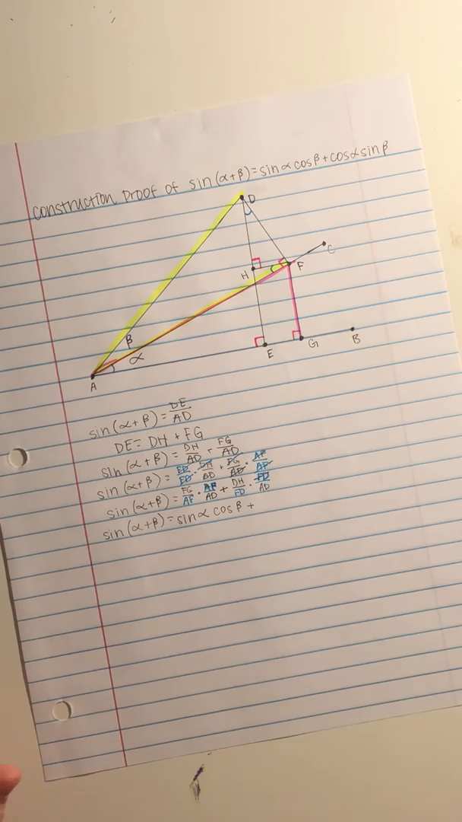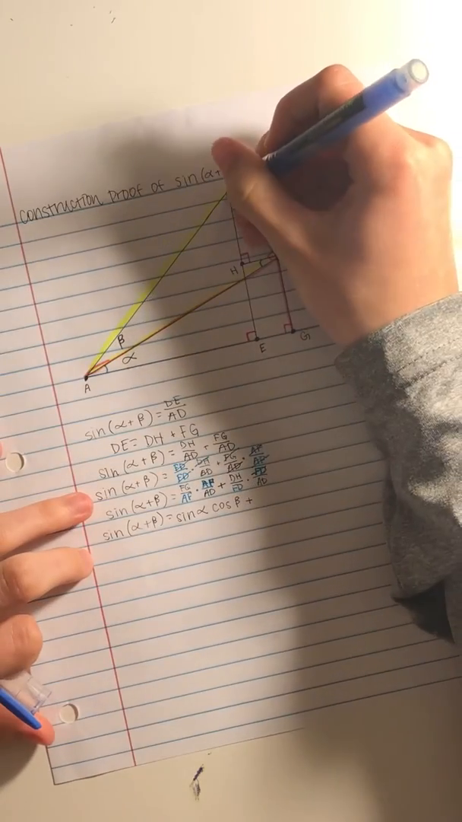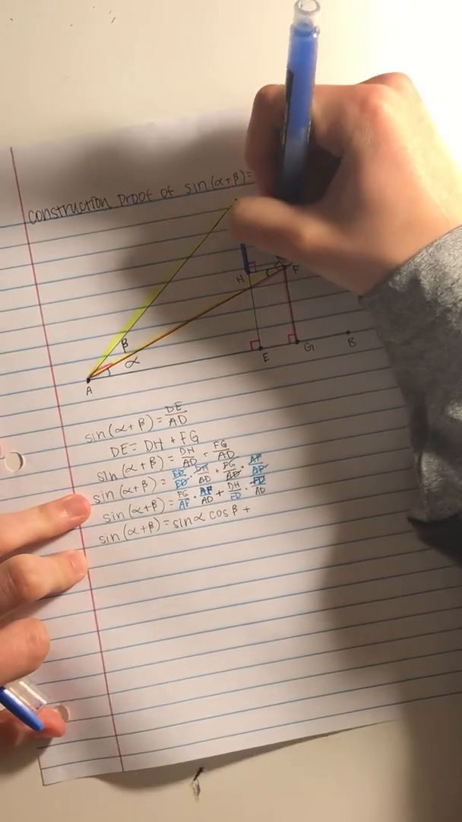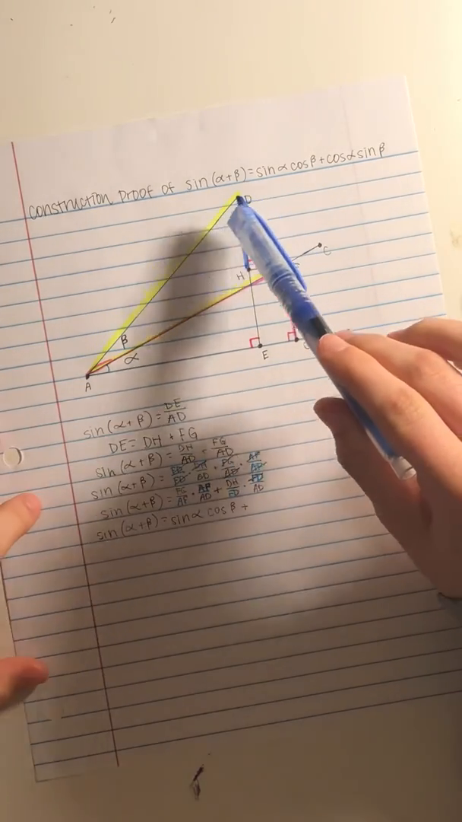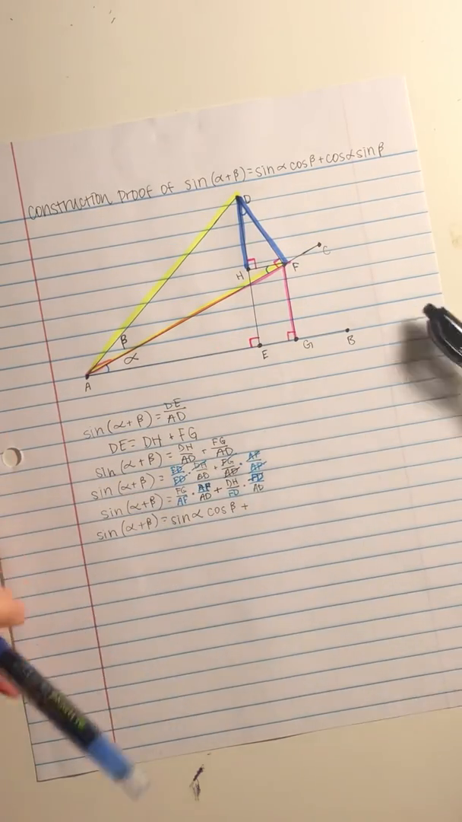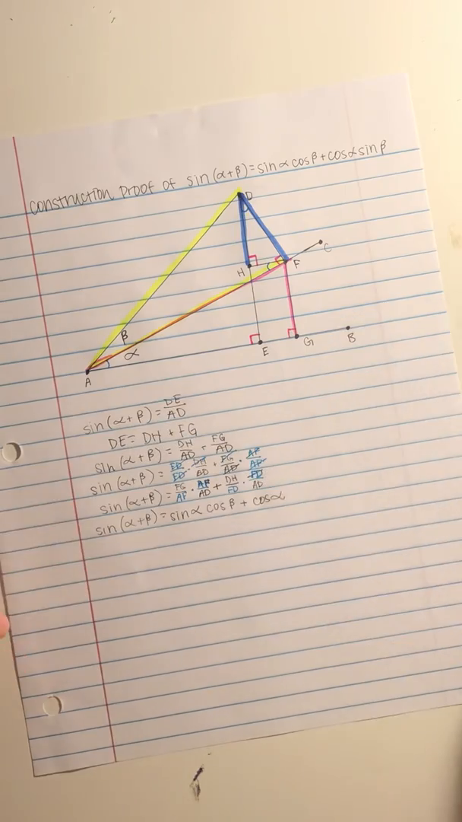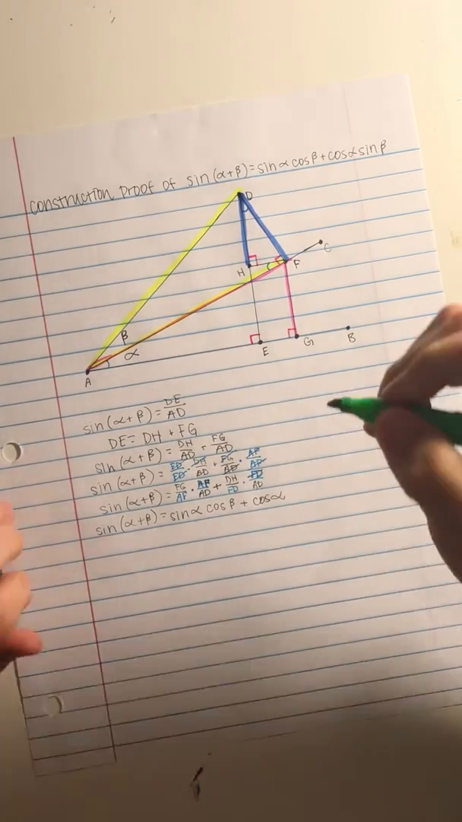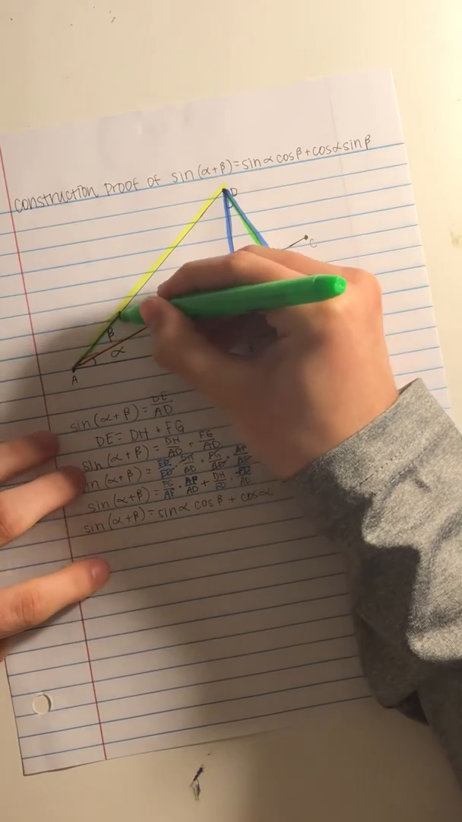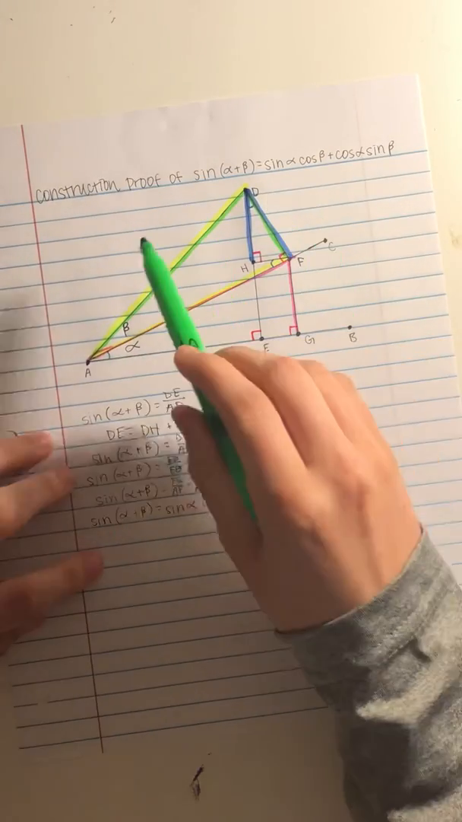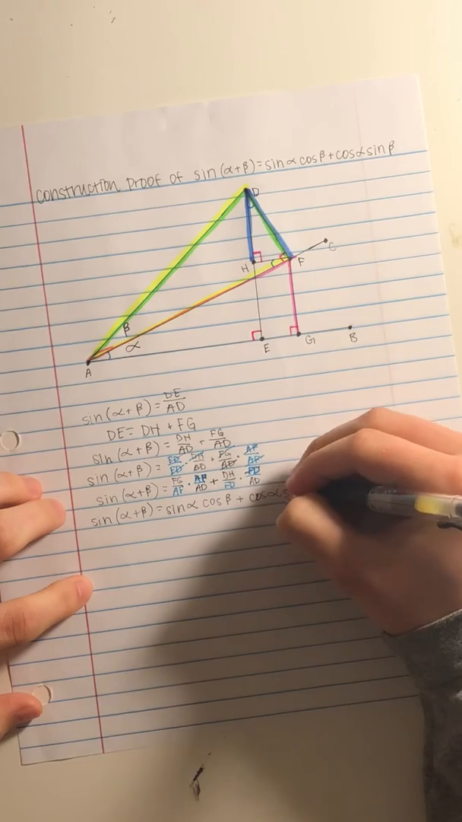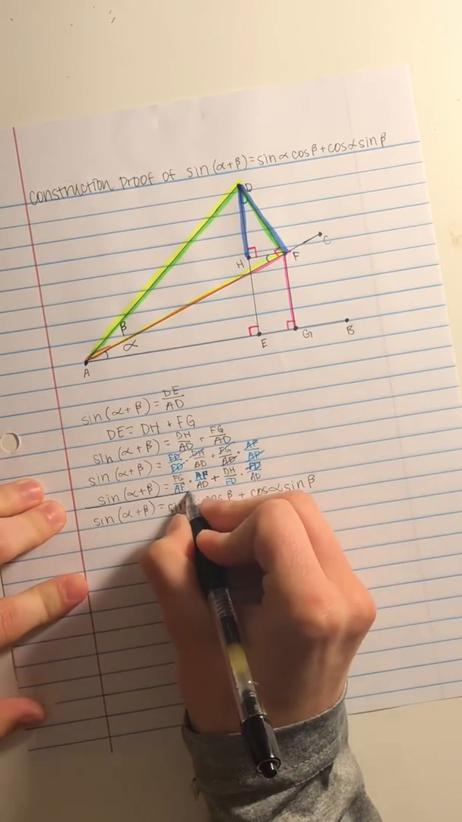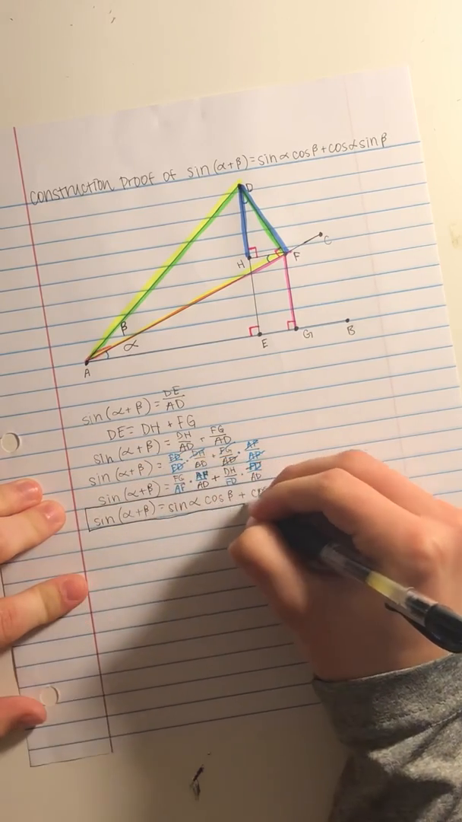plus DH over FD. And we said that this angle is equal to alpha. So then that would be the adjacent and hypotenuse of alpha, which is cosine of alpha. And finally we have FD and AD, which is opposite and hypotenuse of beta. So opposite over hypotenuse is sine, so it's sine of beta. And that is the sine sum identity.